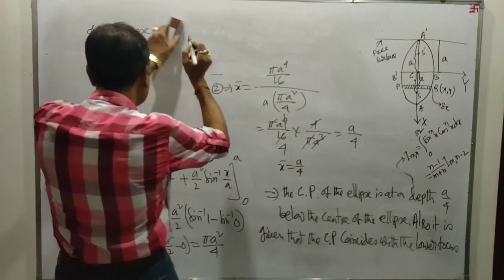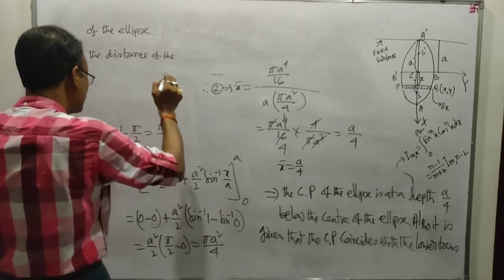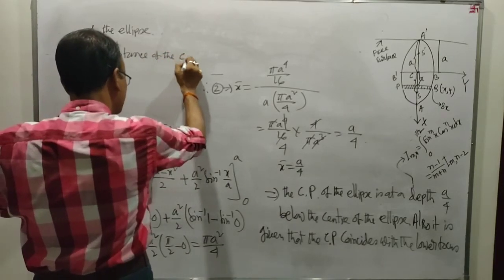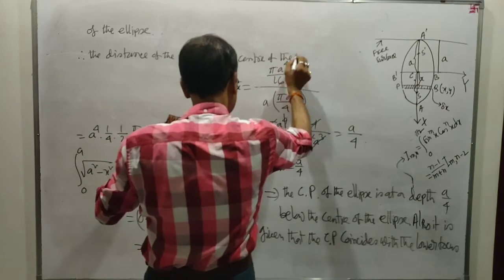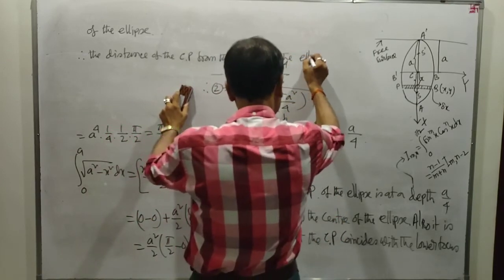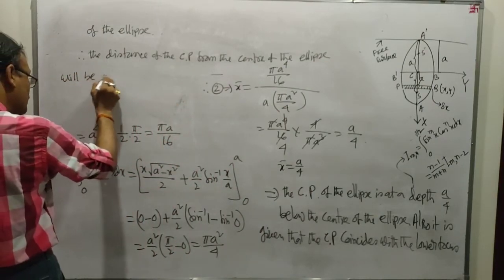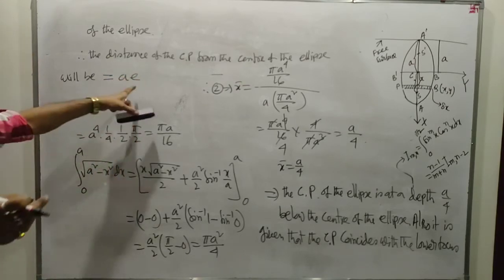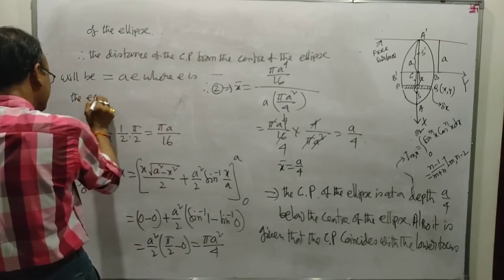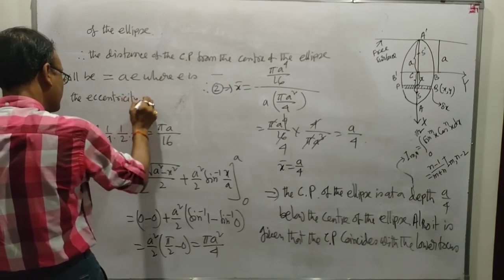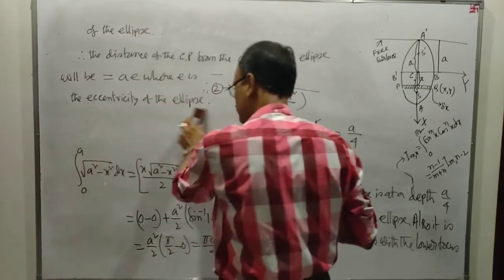Therefore, the distance of the center of pressure from the center of the ellipse will be equal to AE, where E is the eccentricity of the ellipse.